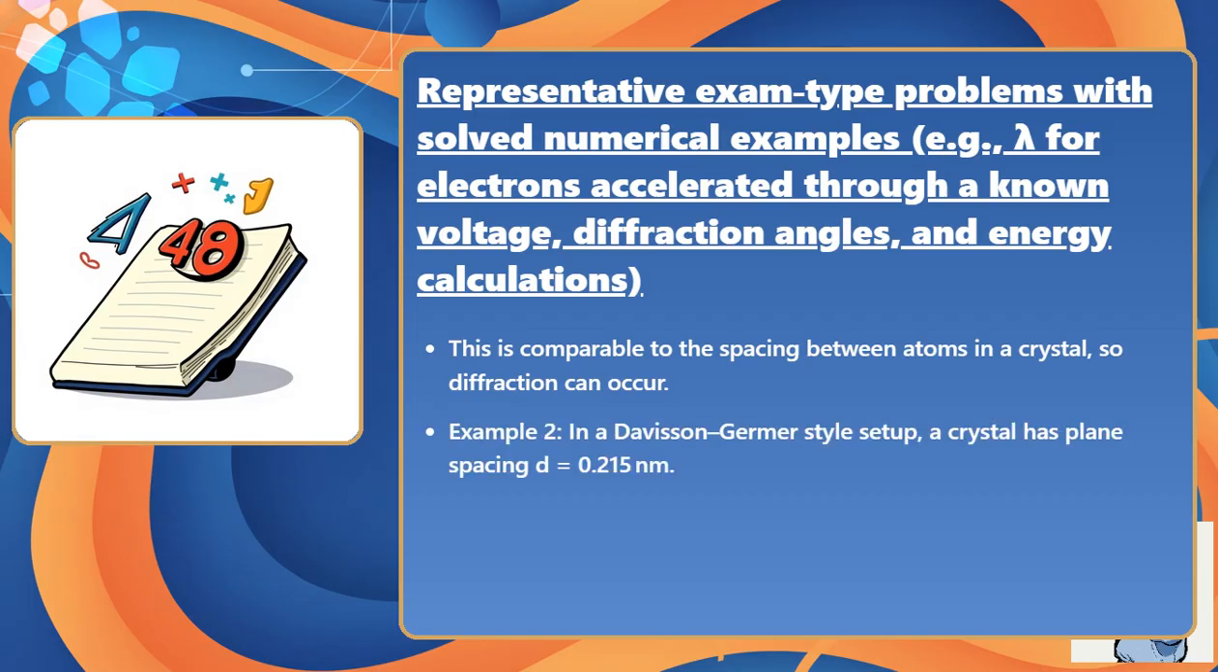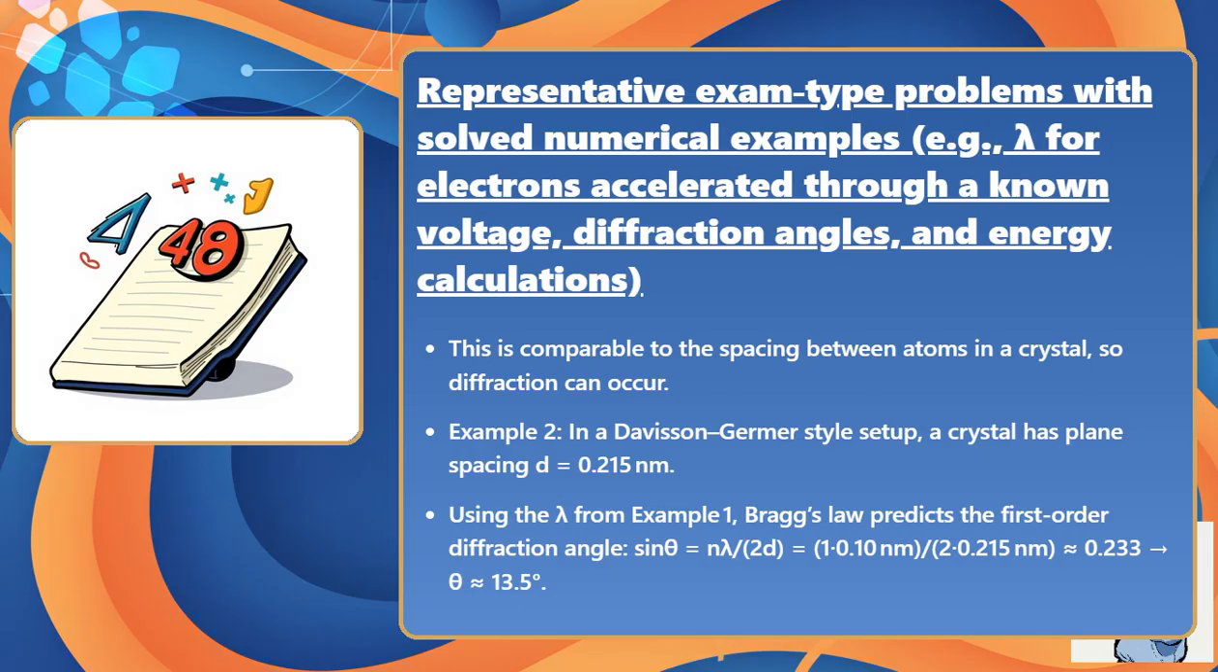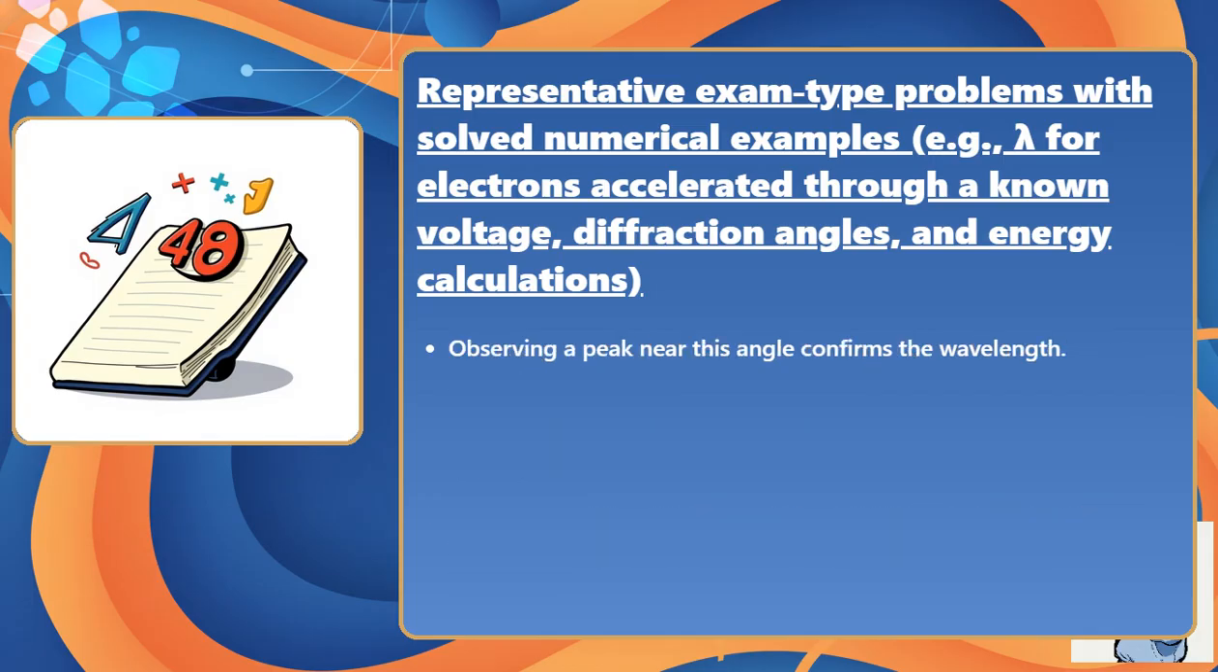Example 2. In a Davisson-Germer style setup, a crystal has plane spacing d equals 0.215 nanometers. Using the λ from Example 1, Bragg's law predicts the first-order diffraction angle. Sin θ equals nλ divided by 2d equals 1 times 0.10 nanometers divided by 2 times 0.215 nanometers, approximately 0.233, which gives θ approximately 13.5 degrees. Observing a peak near this angle confirms the wavelength.